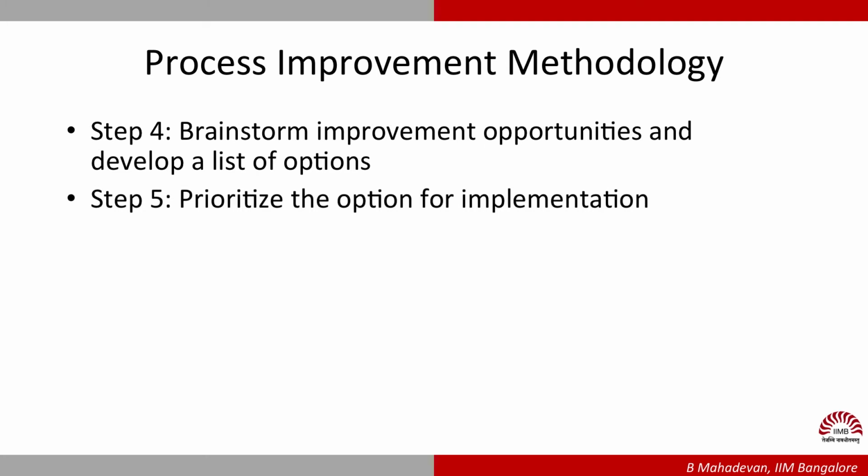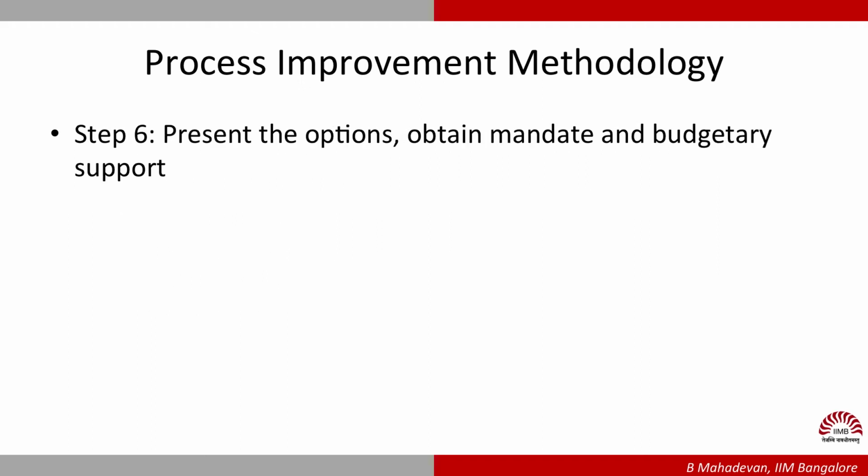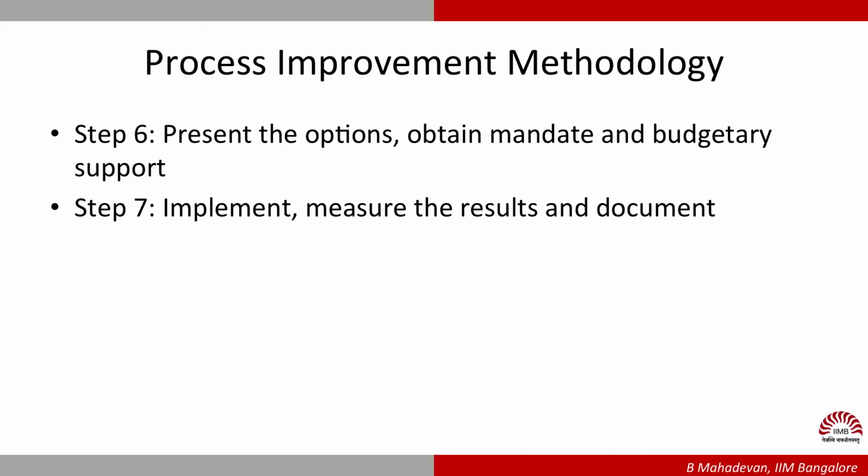As we saw in the illustration, in any such exercise, you will always find low-hanging fruits, medium-term solutions, and long-term solutions. We need to create that priority. Step 6, present the options, obtain the mandate from the management and the budgetary support. And finally, step 7, implement, measure the results post-implementation and document the kind of improvement that we have been able to make through this process improvement.